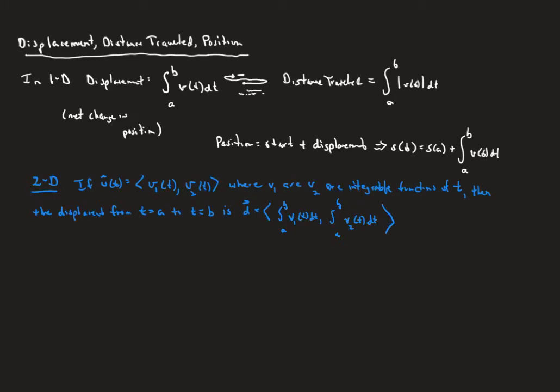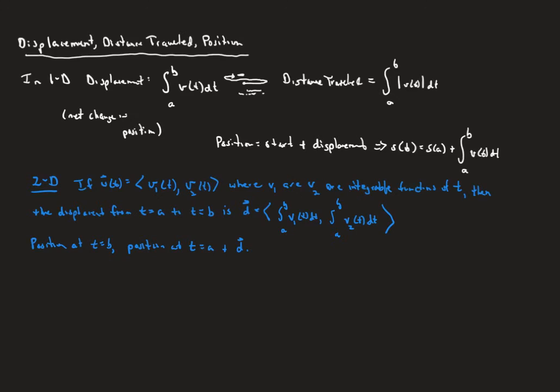So the position of that particle at t equals b is going to be given by its position at time a. Let's just say its position at time b is going to be the position at time a plus that displacement vector. So where was it when it started, plus that change in position there.